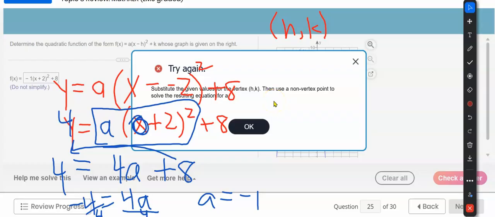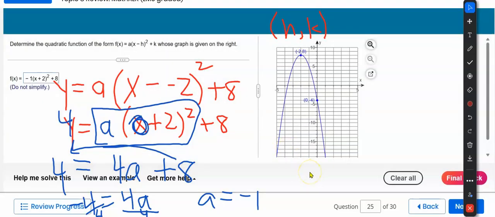Substitute the given values of the vertex h, k, then use a non-vertex point to solve the resulting equation for A. We did that. And then 0 plus 2 is 2. 2 squared is 4, so that's 4A. We subtracted the 8. Four minus 8 is -4. And then we divided by +4 and got -1.